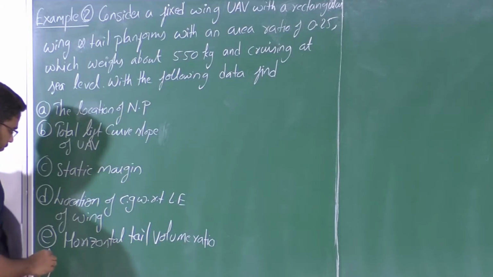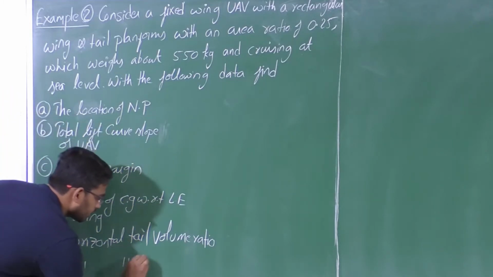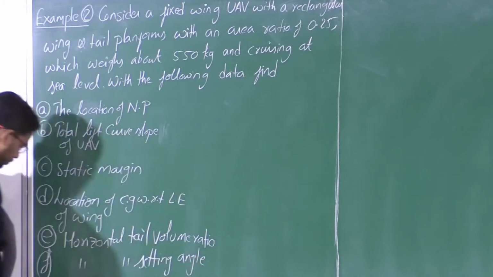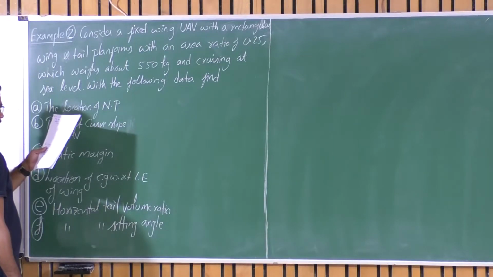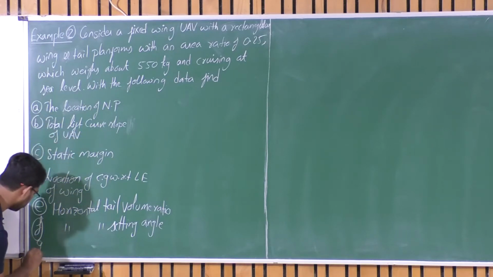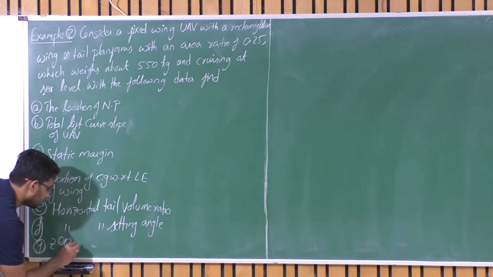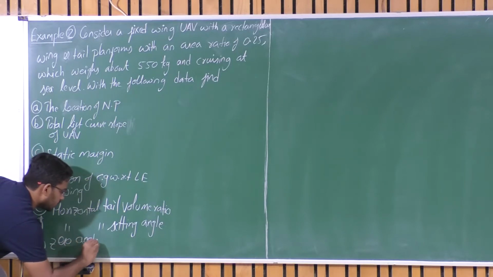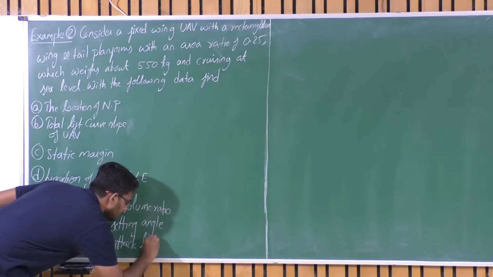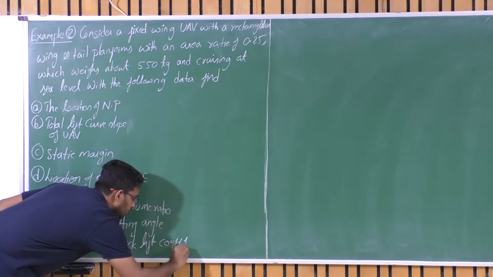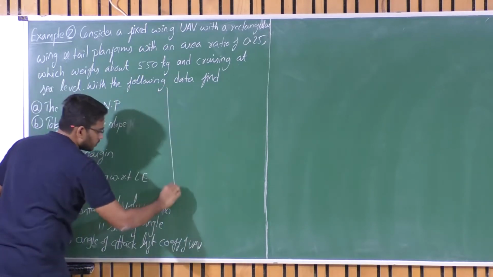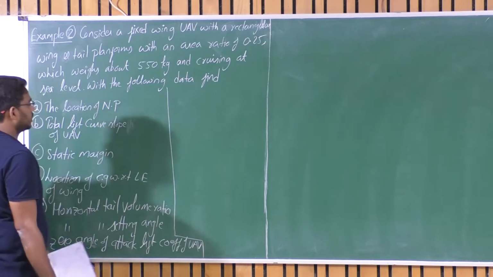Horizontal tail setting as well as horizontal tail setting angle. Zero lift angle, or zero angle of attack lift coefficient of UAV. Right. So, we are asked to find out the zero angle of attack lift coefficient of UAV. So this is what we need to find out with the given data. So let's now look at what is the given data here.